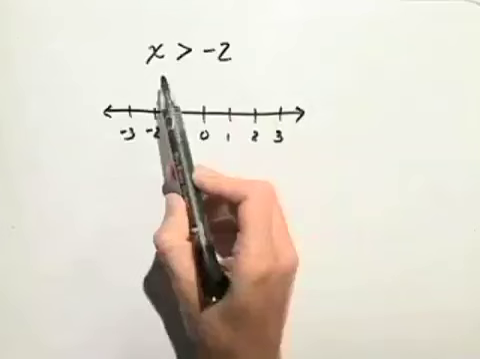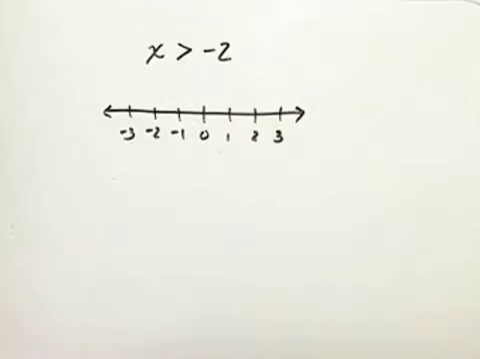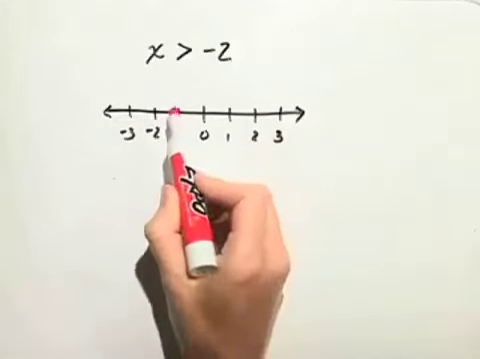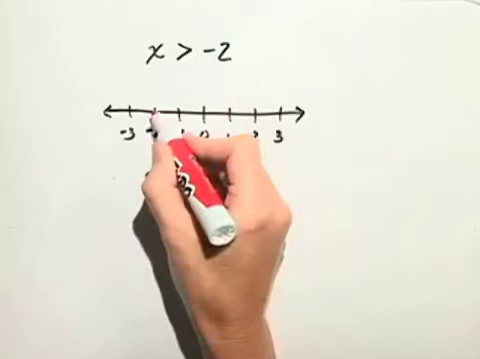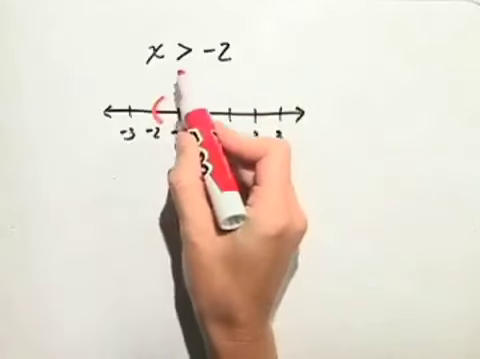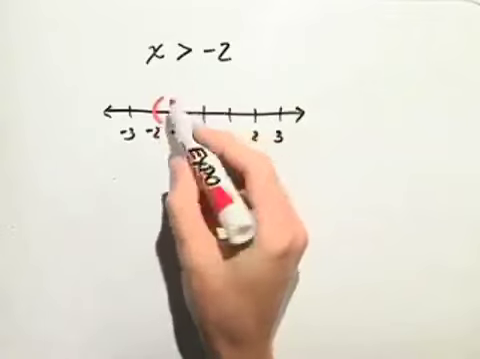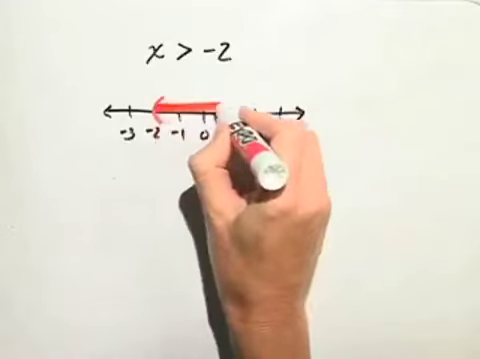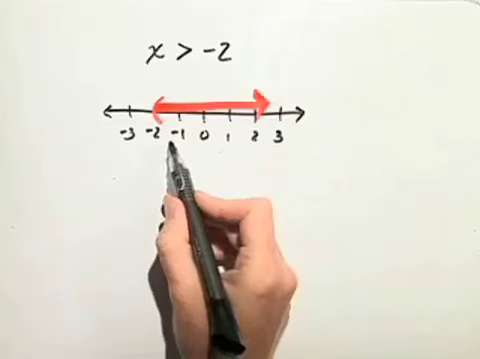Now we want values of x that are strictly greater than -2, so we do not want to include -2. Because we don't want to include -2, but we want numbers greater than, to the right of -2, at -2 on the number line, we'll put an open parenthesis. If we wanted to include -2, we would have used a bracket, but we don't want to include -2. We want to go to the right of -2. And that's our graph.